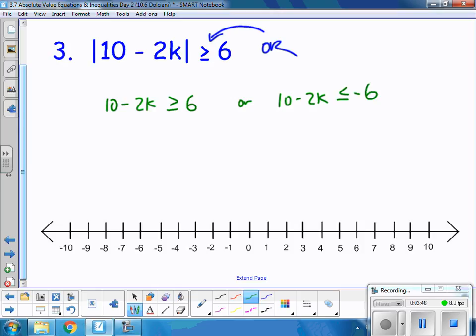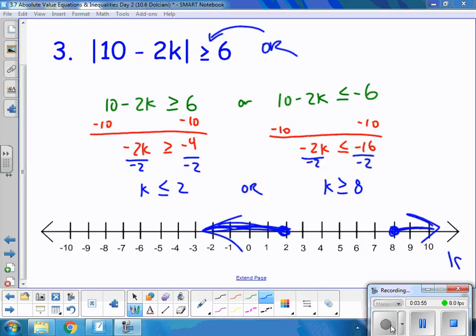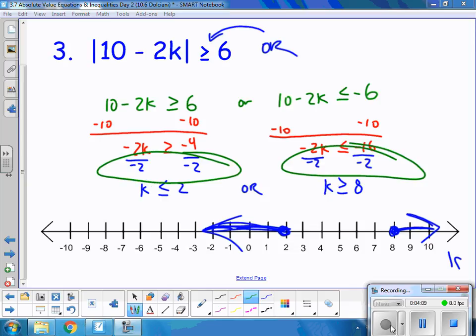All right, why don't you press pause, working these two together, and see if we end up in the same area. All right, how'd you do? I'm feeling pretty good about what you did, even though I really can't see it. But I'm trusting. If you followed the steps, a couple things you had to keep an eye on, though, is the symbol flips. Anytime I multiply or divide by a negative, my inequality symbol has to flip to keep up with that kind of change. And it flipped here, and it flipped here. And because this is an or, not an intersection, my solutions are represented here. K is less than or equal to 2, or K is greater than or equal to 8.